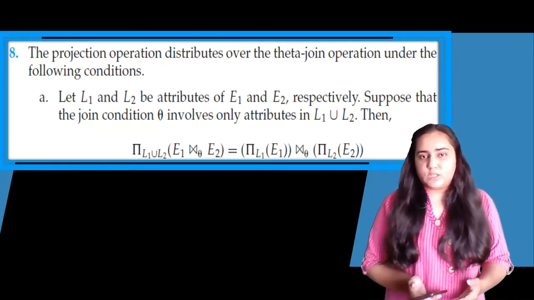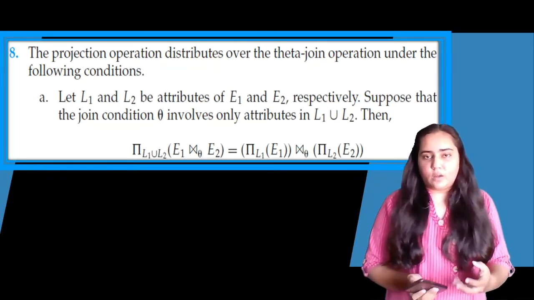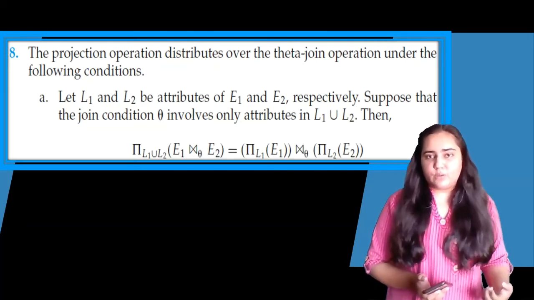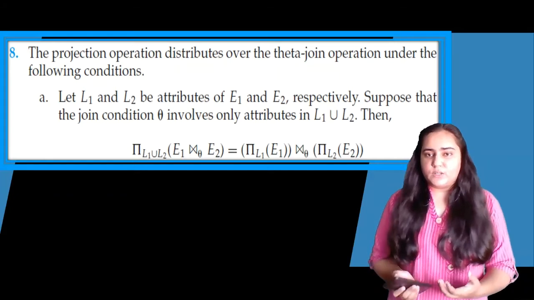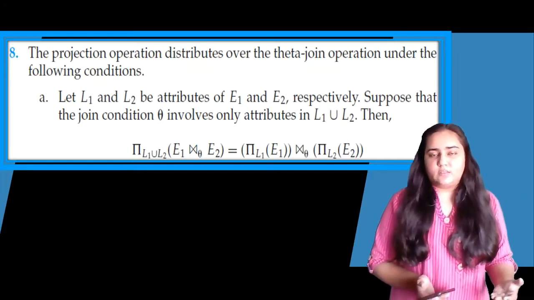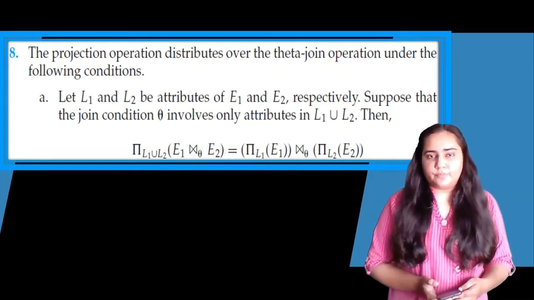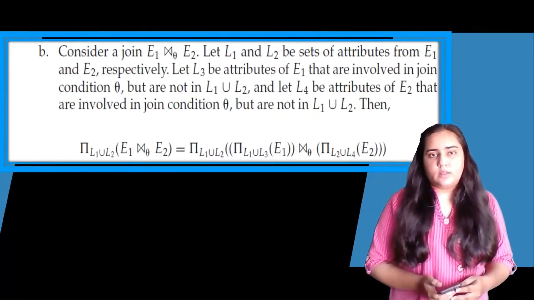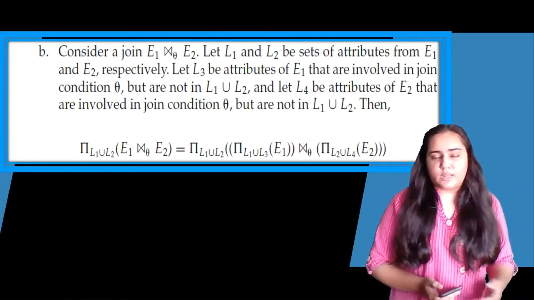This can be converted into pi L1 of E1. That means you extract all the columns that you need from E1 and you extract all the columns that you need from E2 and then take a theta join between the two. So this is part A of Rule 8. Let us see part B of Rule 8.